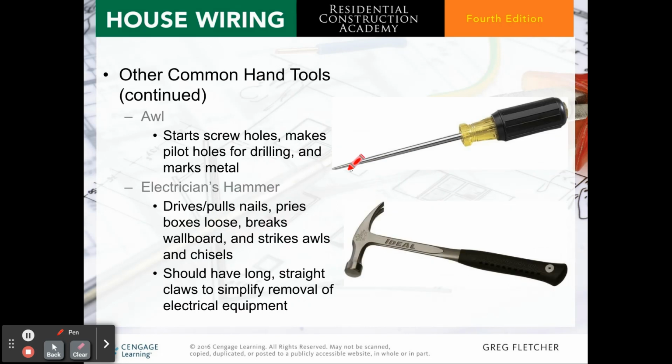In all, we've used this in carpentry as well. It starts screw holes, makes pilot holes for drilling, and marks metal. An electrician's hammer, you can see this is slightly different from a framing hammer. The head's a little smaller and the claws are a little straighter. It drives and pulls nails, pries boxes loose, breaks wallboard or drywall, and strikes awls and chisels. It should have long, straight claws to simplify removal of electrical equipment.